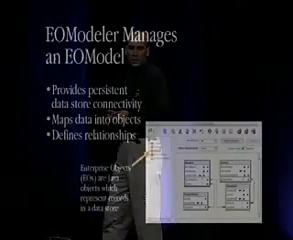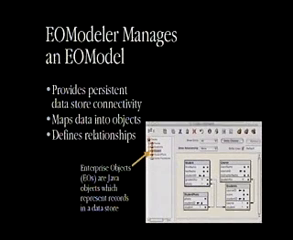For about the next 15 minutes, or maybe even shorter if I can squeeze it in, I'm going to talk about EO Modeler, but I can't tell you what EO Modeler does unless you know what an EO model is. So it's going to be more on what an EO model is. An EO model provides persistent data store connectivity. It maps data into objects, and it defines relationships. And these circles that you see, the red disks with the yellow circles, those represent EOs if you've never seen that before.